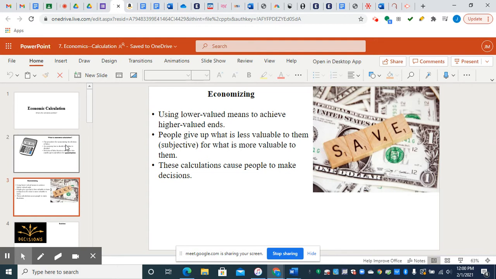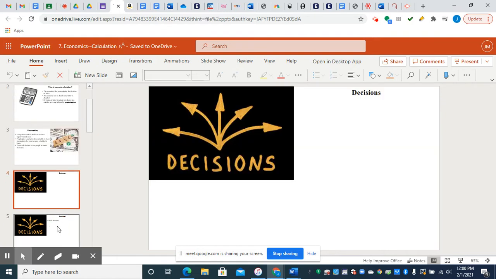Some people would say no. Some people would say yes at a lower price. Some people wouldn't care about the shoes at all. But those are the calculations based on the prices that are happening all the time. These calculations help guide us in our decisions. Now, we don't sit around all the time with a calculator or thinking real deeply about this. This is just a process that goes on all the time while we live our lives.